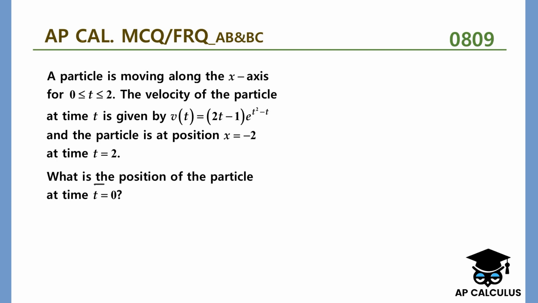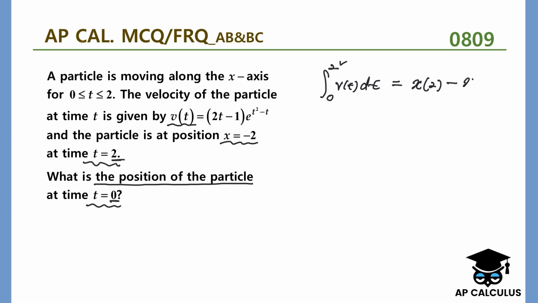Okay, basically to find the position of the particle, we're going to have to find the antiderivative of velocity, right? So we're going to integrate this velocity v of t dt. But here, when time t is equal to 2, our position is -2, right? And we're trying to find the position of the particle at time t equal to 0, right? So I'm going to write 0 here and 2 here. Then that's going to be, by the fundamental theorem of calculus, position of 2 minus position of 0, which is the antiderivative of velocity, right? So from 0 to 2, our velocity is (2t minus 1) times e to the (t squared minus t) dt.